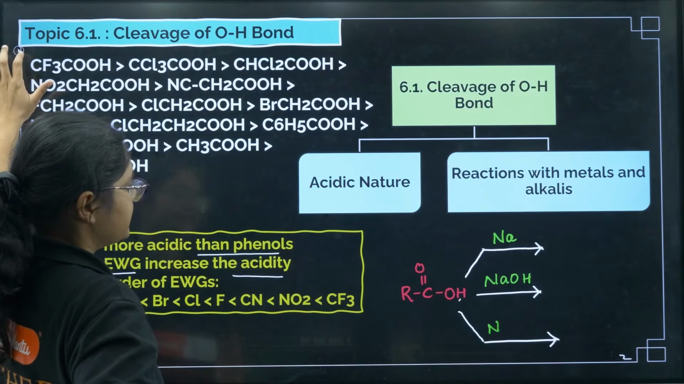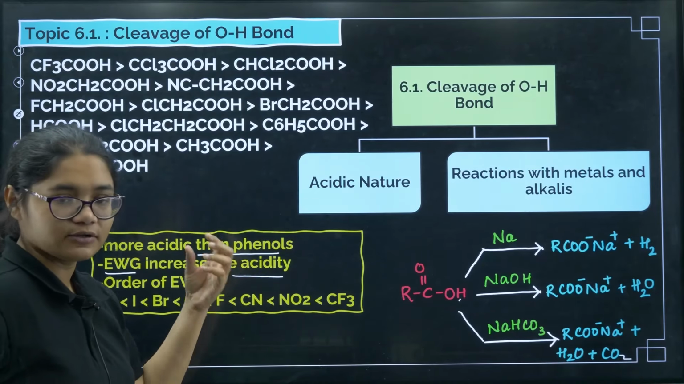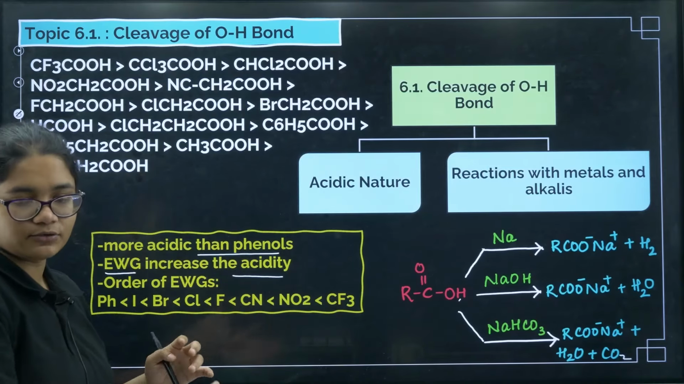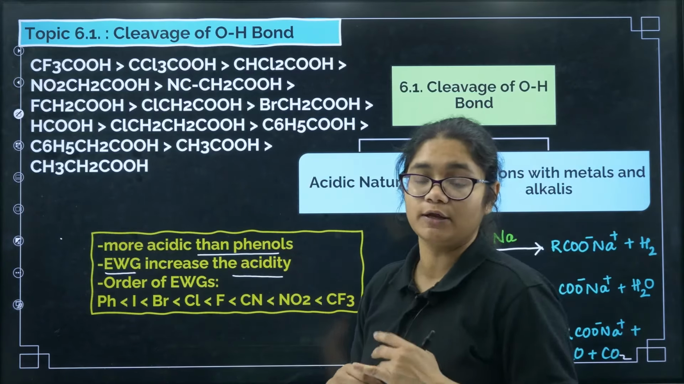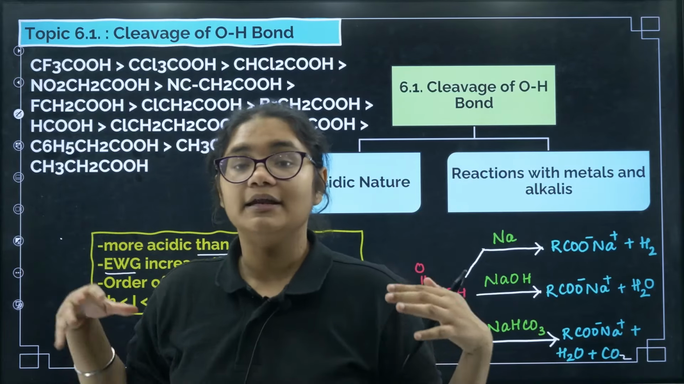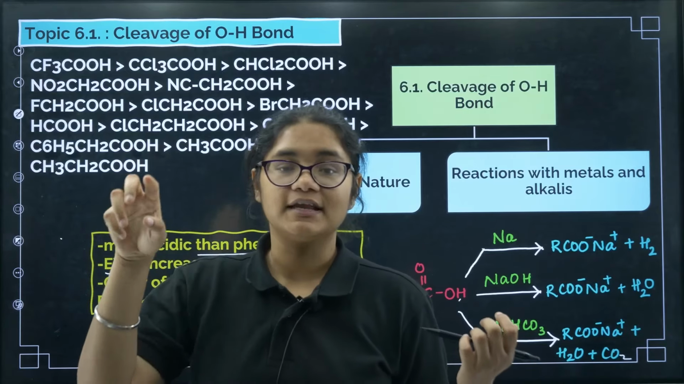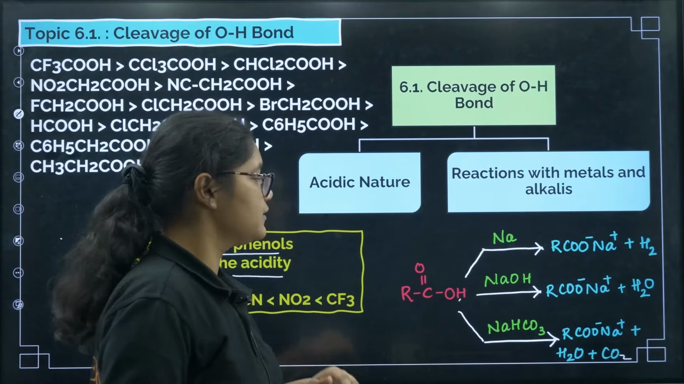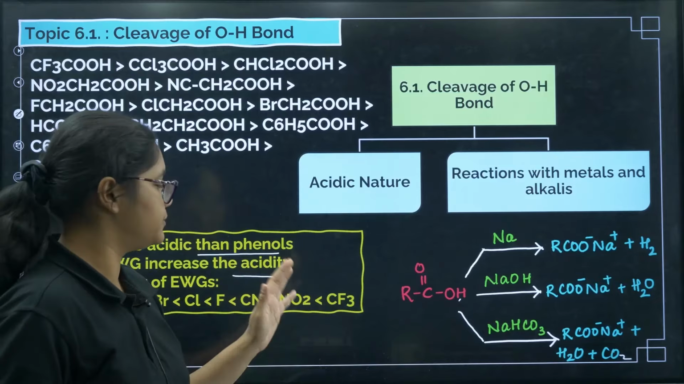Now let us quickly see the first one, acidic nature. As I told you, first of all, carboxylic acids are more acidic than phenols. In phenols, I have a question on this also, I will be discussing it. In phenols, the phenoxide ion which is formed has non-equivalent resonating structures, and the negative charge comes on the oxygen and on the carbon. But in the carboxylate ion of carboxylic acid, the negative charge comes only on oxygen, and we have two equivalent structures here. That is why carboxylic acids are more acidic than phenol. This can be a reasoning question, so please note this down.